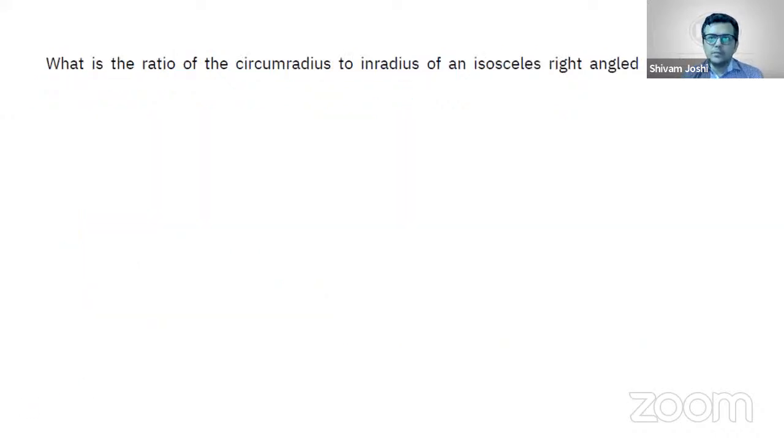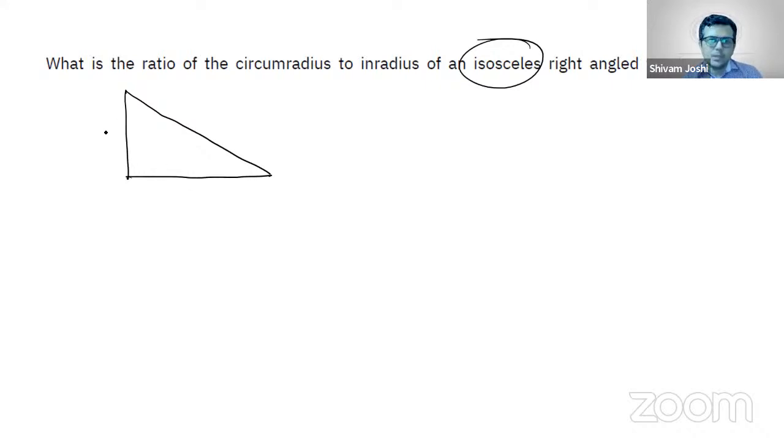What is the ratio of circumradius to inradius of an isosceles right angle triangle? You have an isosceles right angle triangle. When it is isosceles, the adjacent sides are equal. So if you take these as 1, 1, this will be root 2. You can say 45, 45, 90 triangle. Now, some of you might wonder, how do we assume the measure as 1? I'm assuming 1 because ultimately we do not need the answer in terms of absolute value. We need the answer in terms of ratio. So taking the value 1 is safe here. If I want to find some measure, then I cannot start with 1.